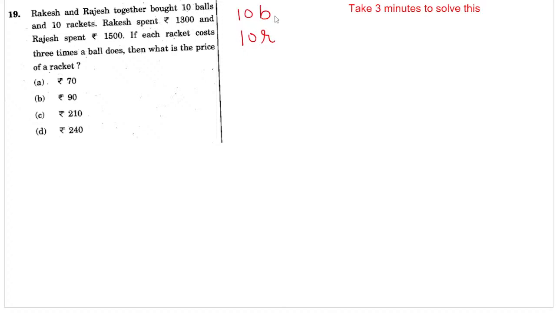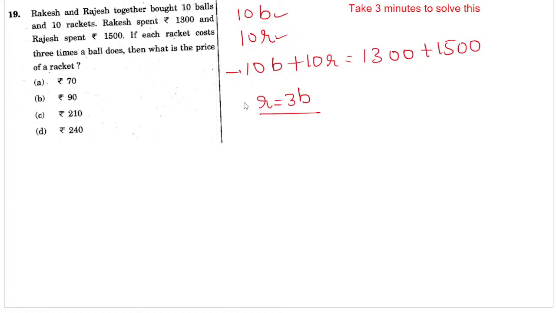So let B be the cost of the ball and R be the cost of the rackets. Rakesh spent 1,300 and Rajesh spent 1,500. So together for 10 balls and 10 rackets, 10B and 10R, they have spent 1,300 plus 1,500. And they have given that each racket costs 3 times the ball does. R is equal to 3 times the ball. We have this equation and we have this equation.